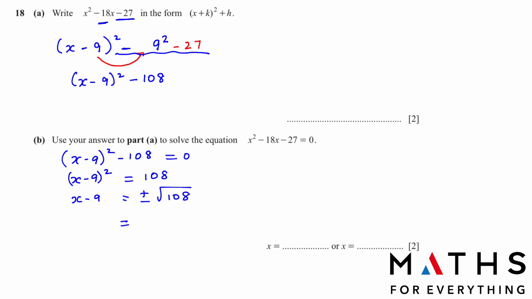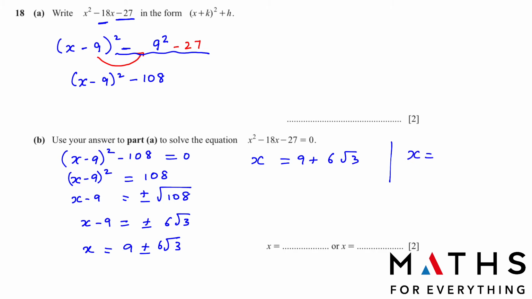And this will give you a radical form. It will give you plus and minus 6 square root 3. Leave it like that for now. Shift the 9 to the other side. So you have 9 plus and minus 6 square root 3. So x is equal to 9 plus 6 square root 3, or x is equal to 9 minus 6 square root 3. Now what should we do? We put in the calculator. We will get x is equal to 19.39, and when we put the minus, we will get negative 1.39. So this is our answer. We can put the answers here.